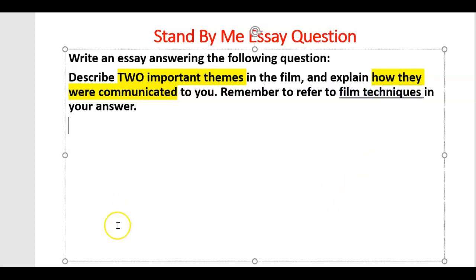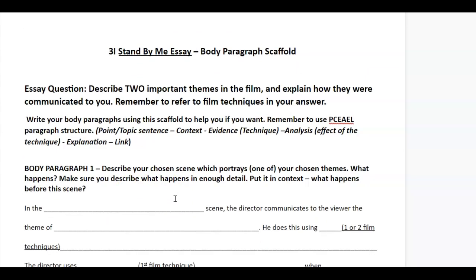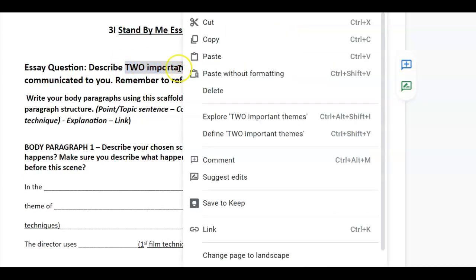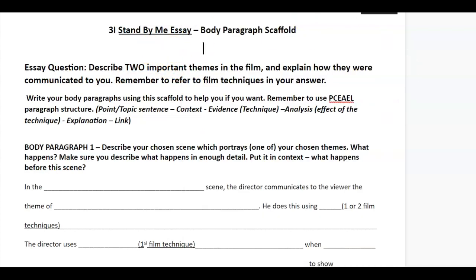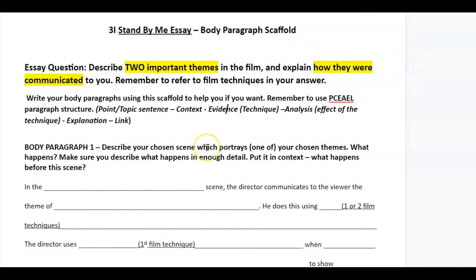Okay, now we are going to move to the scaffold, which is provided for you. That's actually in a link on the GrammarNet page, but it's also attached in the due workbox for you as well. So here's your question. And remember, these are our key words. We are talking about 2 important themes and how they were communicated. Those are the areas of the essay question which we are focusing on. And remember, you're using PCEAL. So let's have a look.